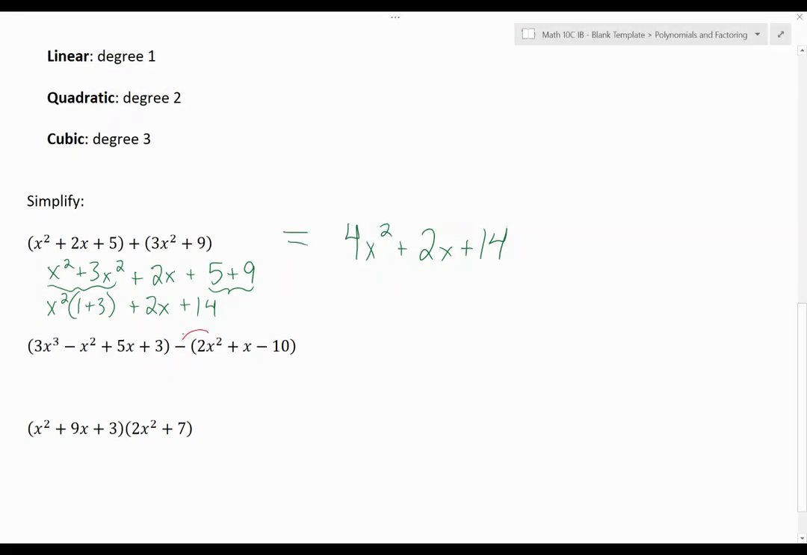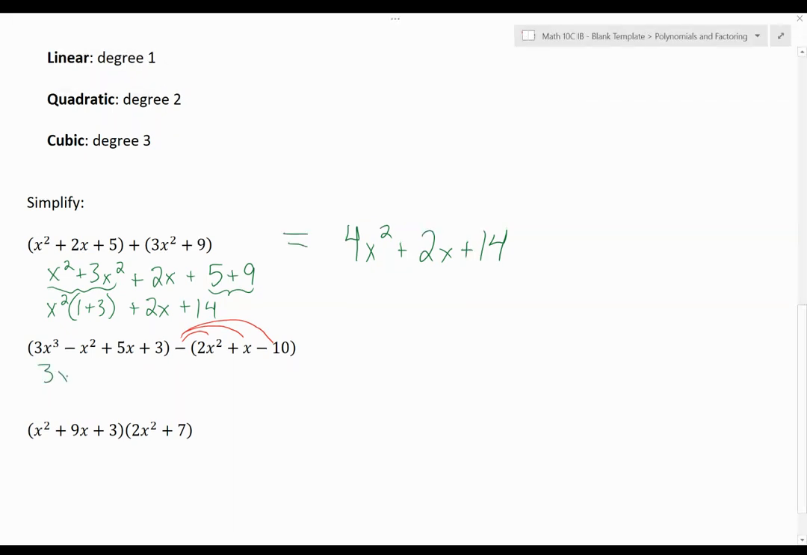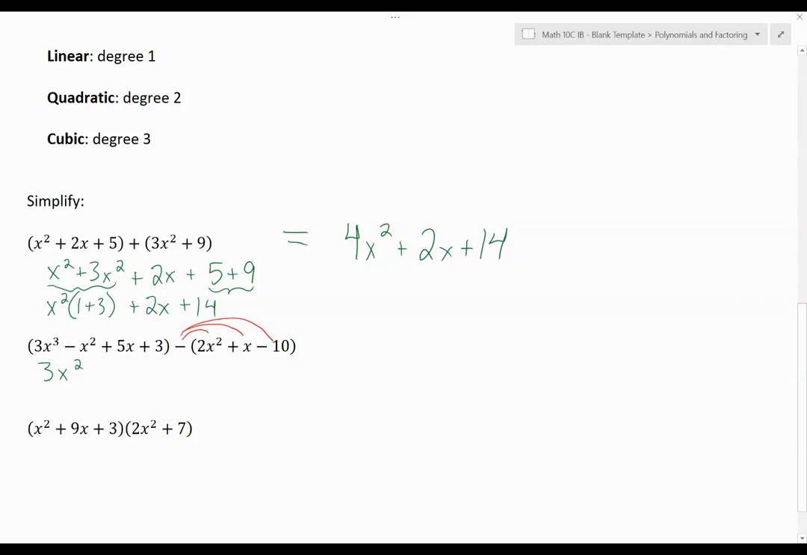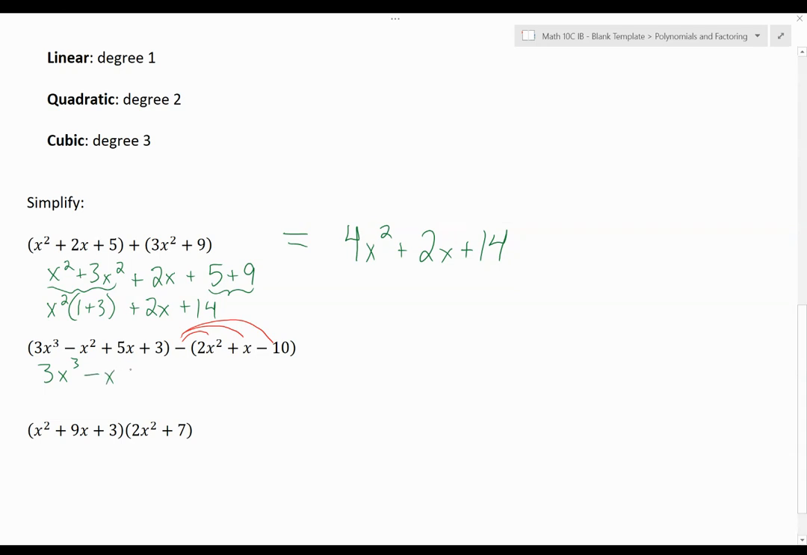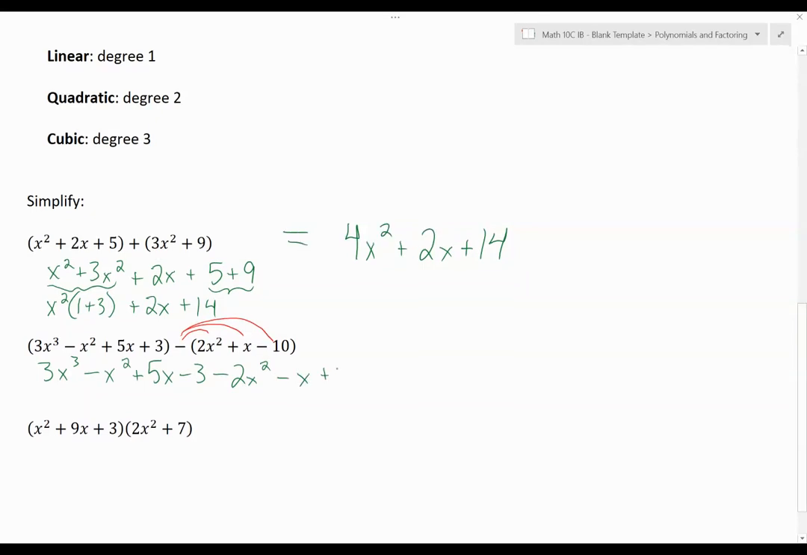be distributed to the brackets that come after it. In other words, this subtraction in front of the parentheses changes the sign of every term inside. So to turn it into an addition, I have to be adding the opposite of every term inside those brackets. So this becomes minus 2x squared minus x plus 10. Now I can group together the like terms.